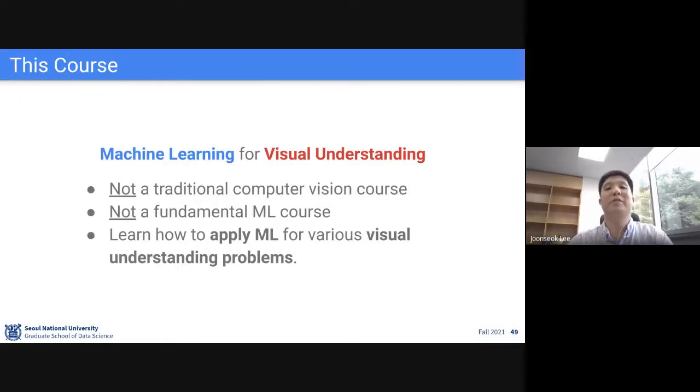So this class is called Machine Learning for Visual Understanding. This is not a traditional computer vision course. We are not going to cover all topics like SIFT features or pre-deep learning era stuff in computer vision, but we focus more on machine learning methods for visual understanding. But also, this is not a fundamental machine learning course. We are not going to teach you all the details of machine learning and topics or tasks that are not related to visual understanding. So we focus on visual understanding and machine learning, and we are going to learn how to apply machine learning approaches to various visual understanding problems. This is the goal of this course.